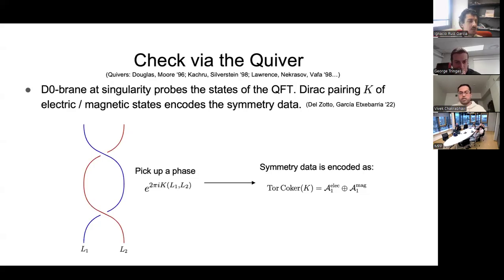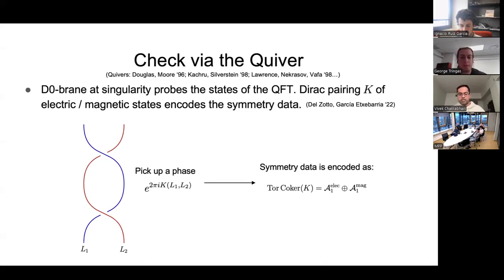Okay, and we can try to check this via the quiver. In particular, we'll have a D0 brane probing the singularity and extracting the states of the QFT. In particular, the D0 brane, as it probes the singularity, specifies some basis of fractional branes with open strings connecting them. And this data can be captured by what's called the Dirac pairing of electric and magnetic states. And it's been shown that this Dirac pairing is exactly what's encoding the same symmetry data.